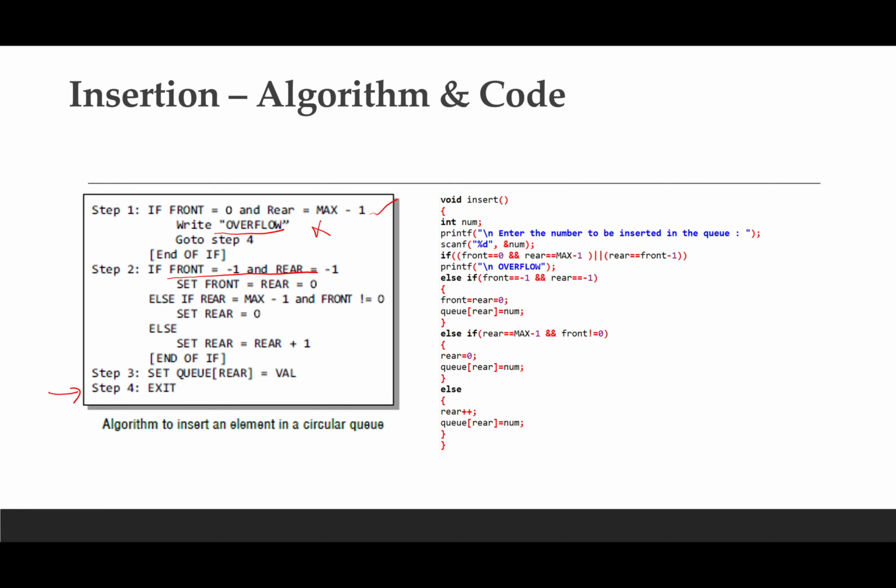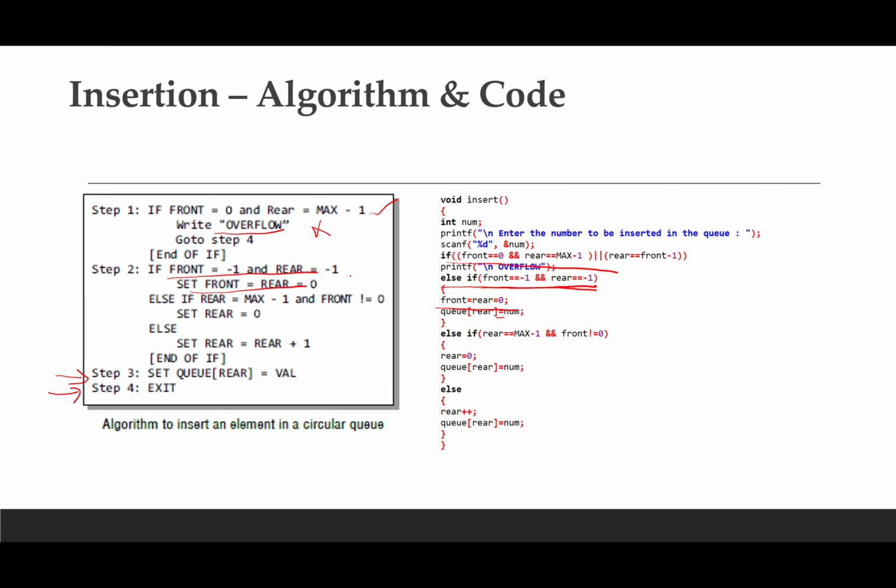Here we check the same thing, the condition in the else if part. So first one is this one, the if condition. If it is true, it will print the message overflow. If it is false, it will go to this condition and check it, and here we are assigning front is equal to 0 and rear is equal to 0. At the last we have given the step.